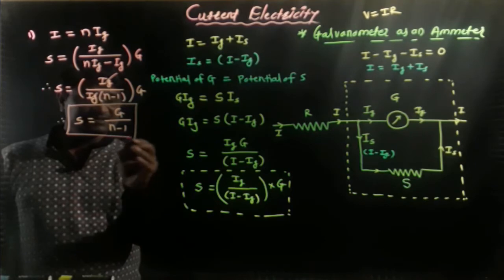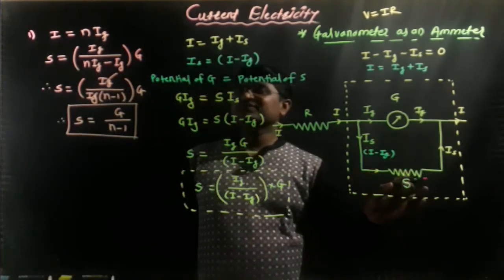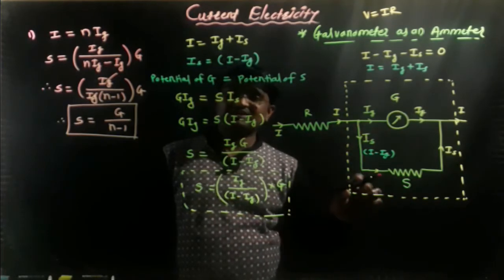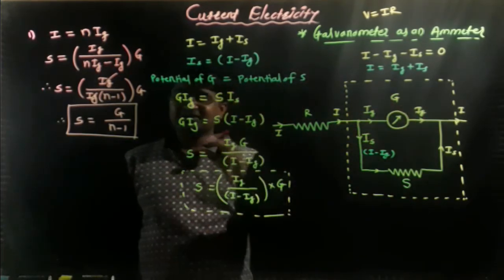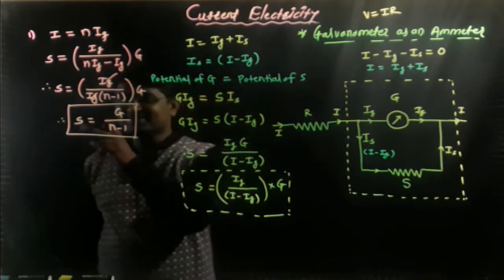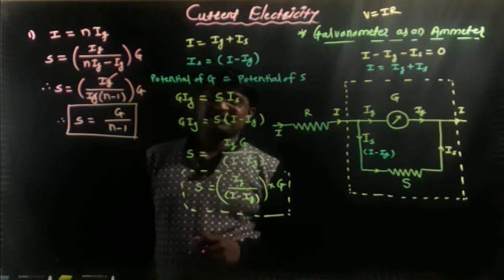So this is the value of shunt resistance, which is connected in parallel with a moving coil galvanometer. They work as an ammeter, but if we want to measure n times the electric current passing through the galvanometer, then due to the n times electric current, this is the value of shunt resistance: S is equal to G upon n minus 1.